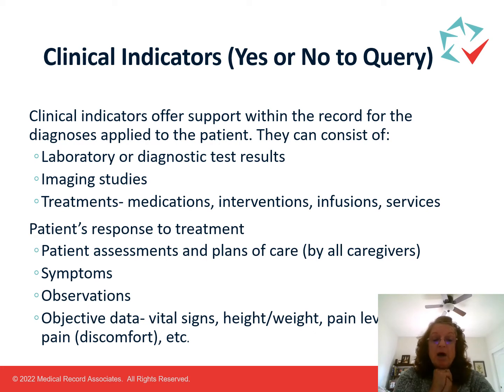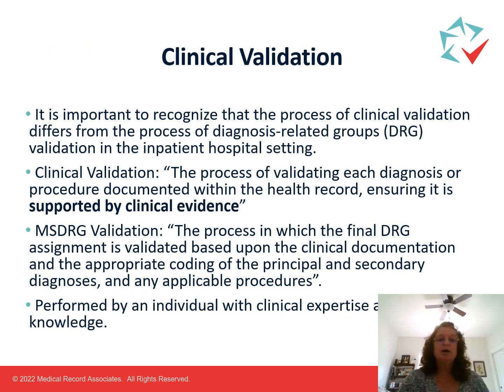The patient's response to treatment, symptoms, observations, objective data like the vitals and the height and weight of the patient. If the patient's really losing weight, this may be an area where it's a clinical indicator of a condition. If there's dietary documentation and treatment and diet has changed to liquid and so on, these are all clinical indicators that are going to be very useful for you, not only as your main primary diagnosis, but also for secondary additional diagnosis.